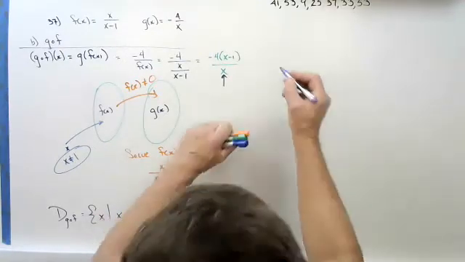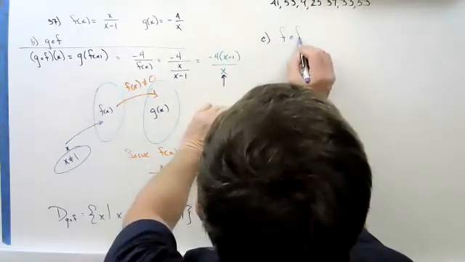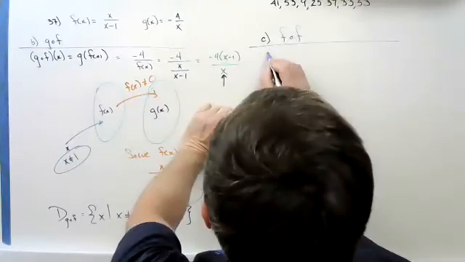So what does part C want us to do in 37? It wants us to find f of f. Now we know what that means.